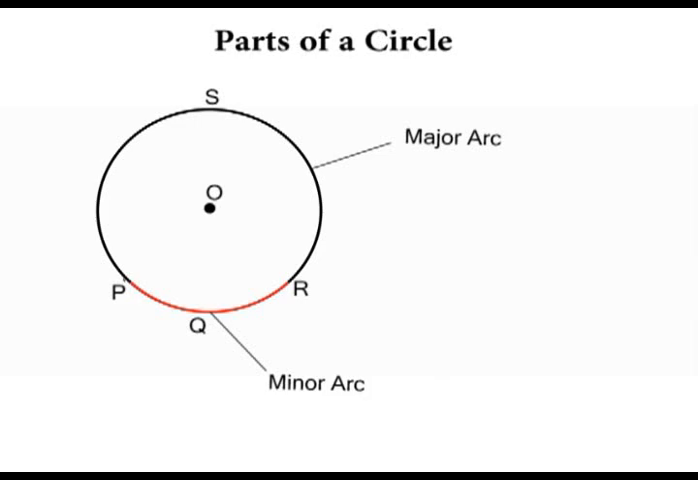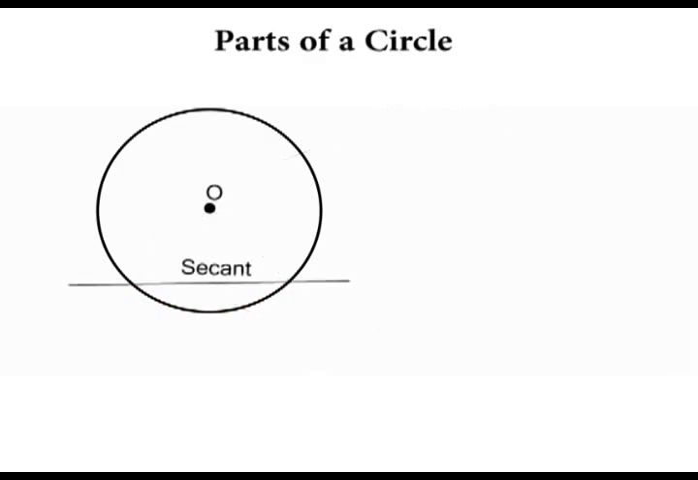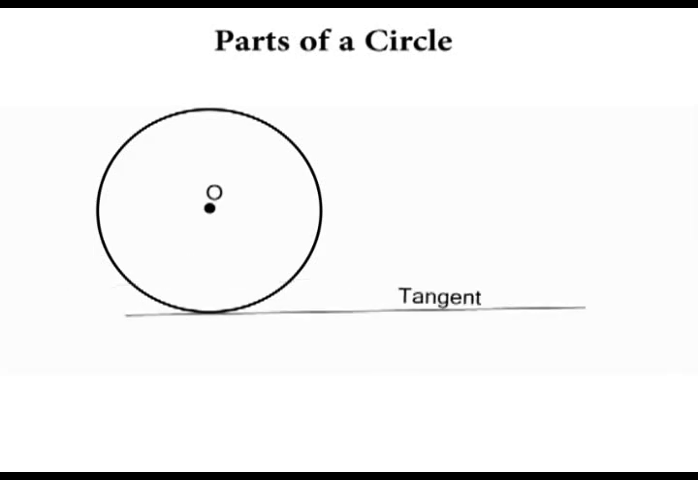The area enclosed by 2 radii and an arc is called a sector. So the region marked M is a minor sector and N is a major sector. When the chord cuts through the circumference, it's called a secant. A tangent is a line that passes outside the circle and touches the circle at only one point. So it's like the circle is standing on the tangent line.